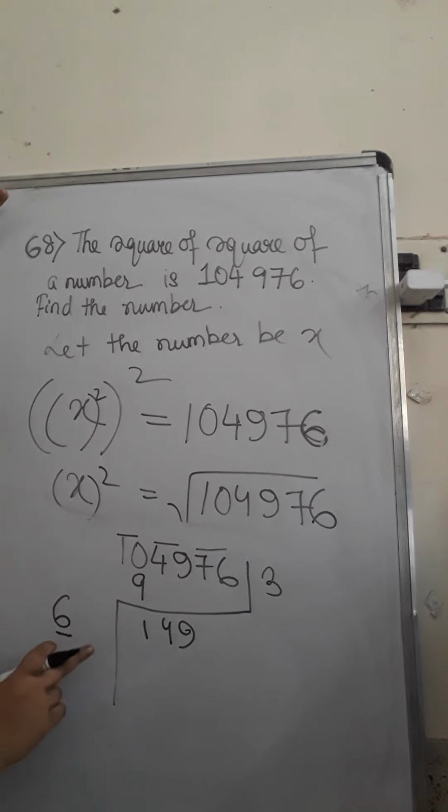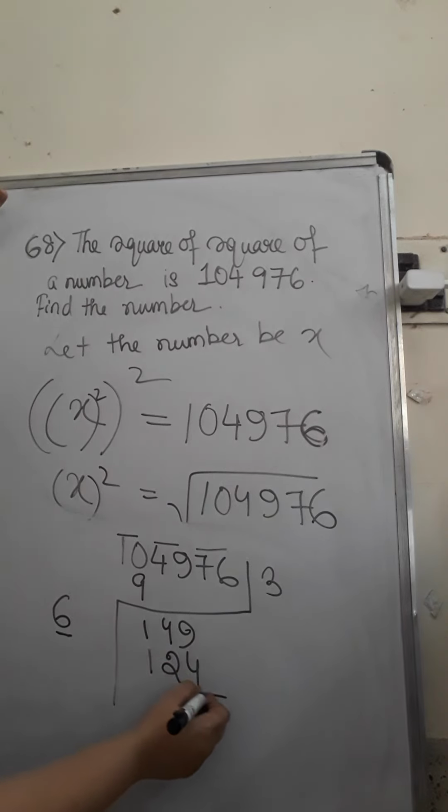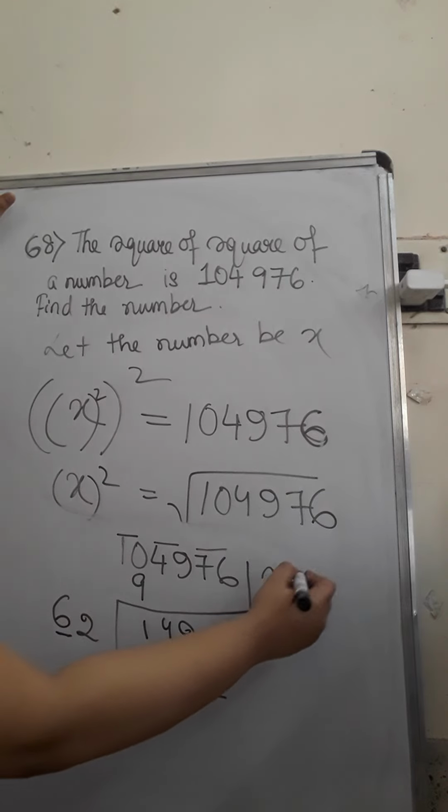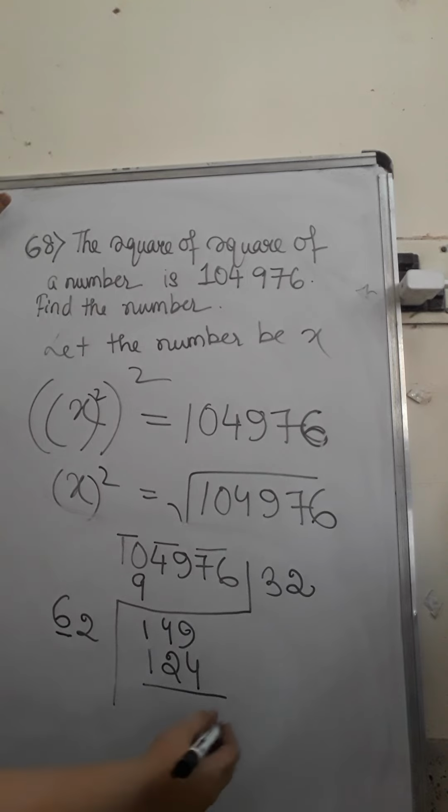Fix it, and with 6 if I take a number I have to multiply with the same number. So if I take 61 into 1 I will be getting 61, which is very less than 149. So I can take 62 into 2, it will give me 124. If I take 63 into 3, then it will be a higher number. So I am taking 62 into 2. So the remainder is 25 and take down 76.